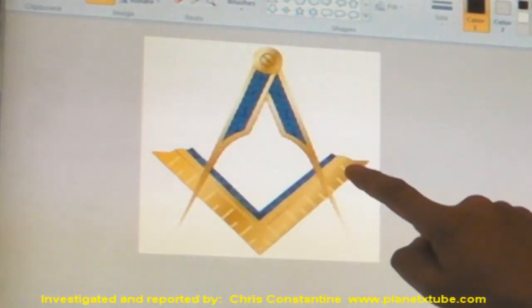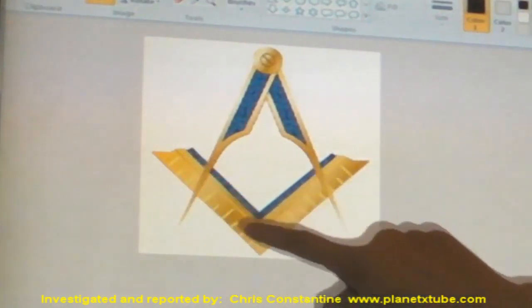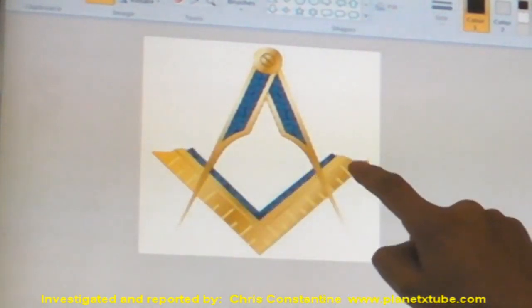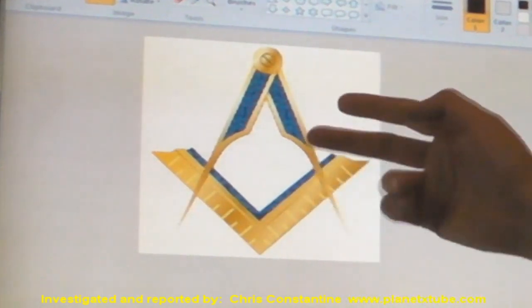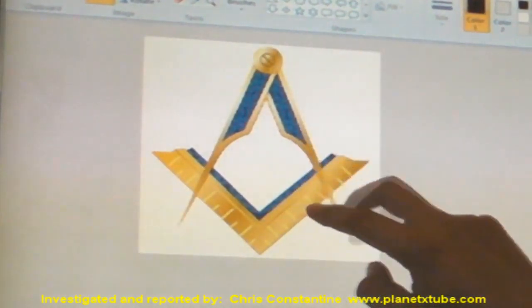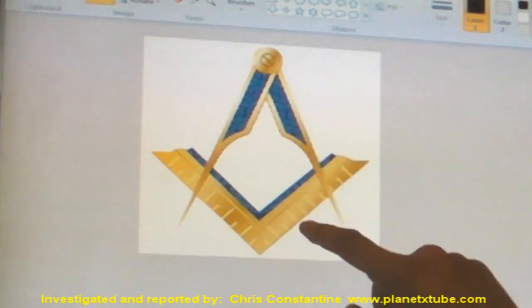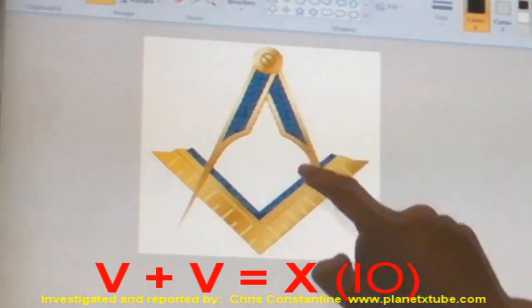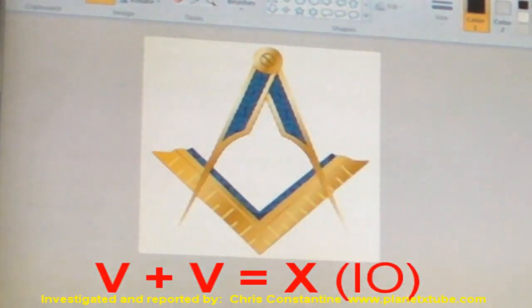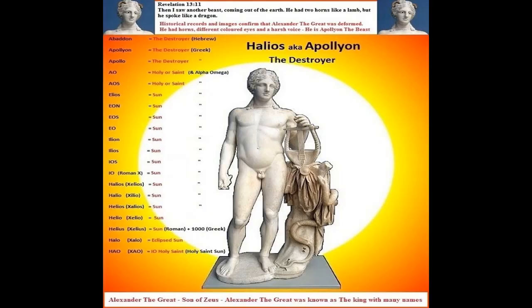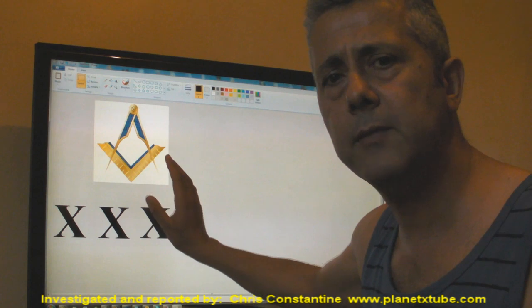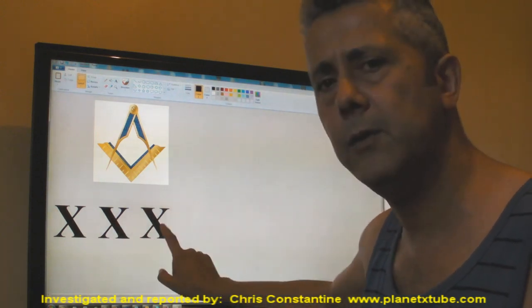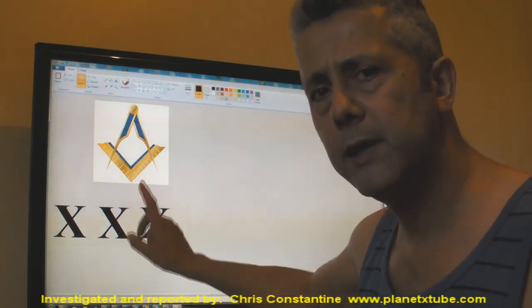Because, see, this is a Roman numeral for a 5. And it doesn't matter if you turn it up or put it back that way, it is still a 5. So we have 5 and 5, that is 10. So that is another X. So now we've found the name of the destroyer, the sun god, Io, because that's what Io means in Greek, it means sun. We found his name 3 times so far in the Masonic square and compass. Io, Io, Io. What else is hidden in there?